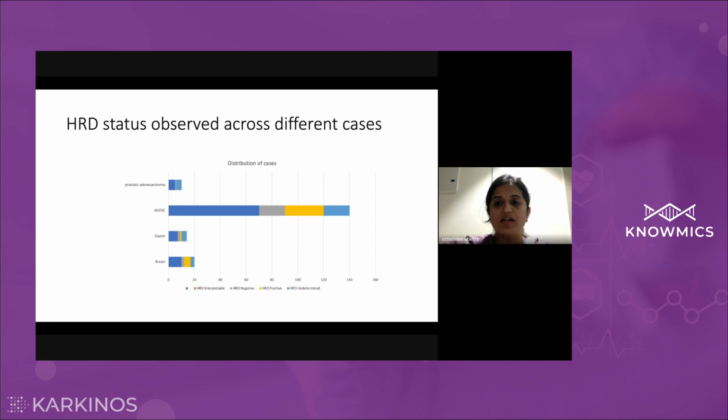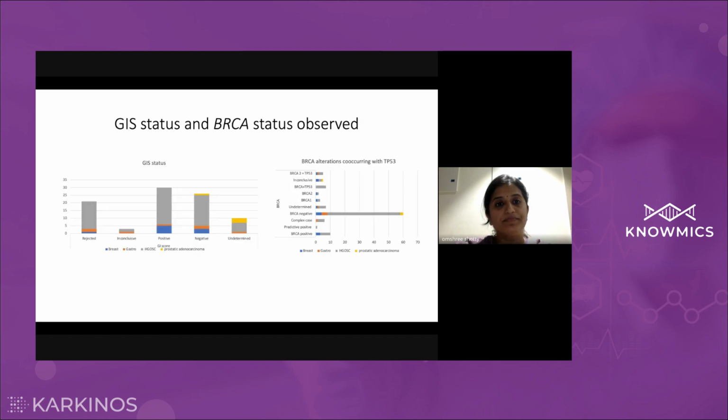HRD status observed across different entities, different diseases that we have got. Most of the cases we are getting are high-grade serous ovarian carcinomas, and then we also get pancreatic adenocarcinomas, breast and prostatic adenocarcinomas. Next, please. And this is the GIS status and BRCA status that we observed across these cancers. And if you can see BRCA, we have distributed into BRCA2 and TP53 mutation positive, and then how many were inconclusive. Next slide, please.